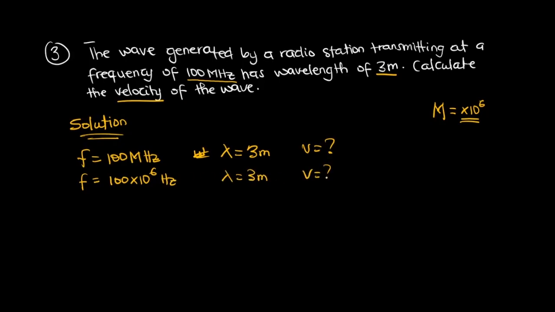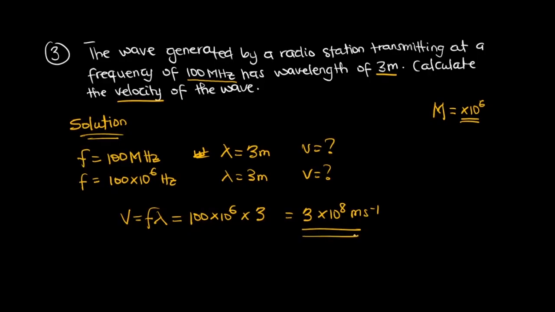So to calculate our velocity, it is equal to the product of the frequency and the wavelength. This will be equal to 100 multiplied by 10 raised to the power 6, multiplied by 3 as our wavelength. If I do this, it will give me 3 times 10 raised to the power 8 meters per second as my answer for the velocity.